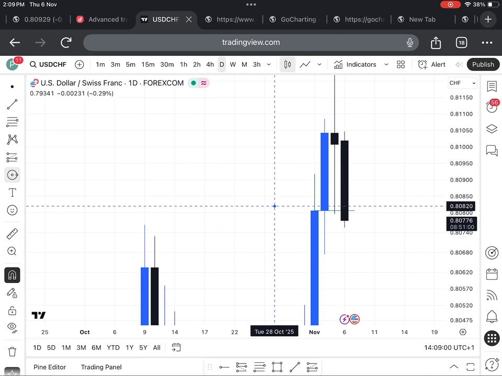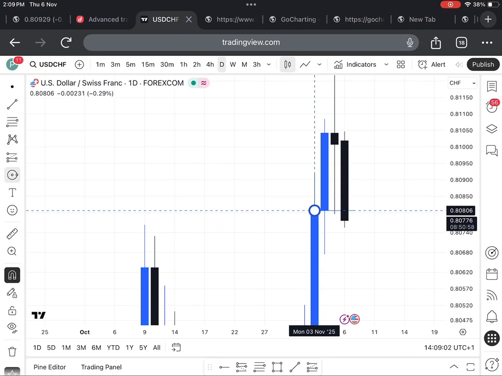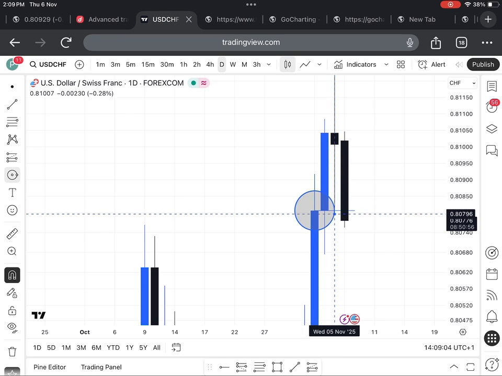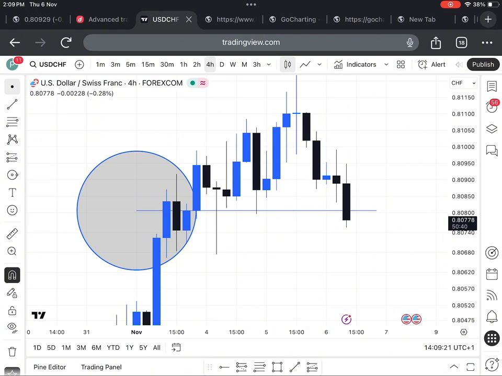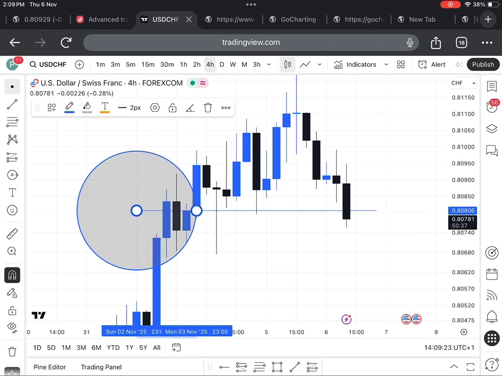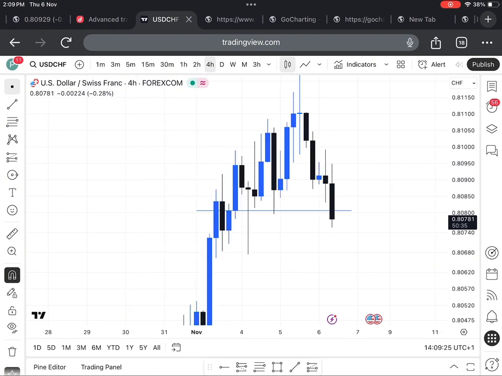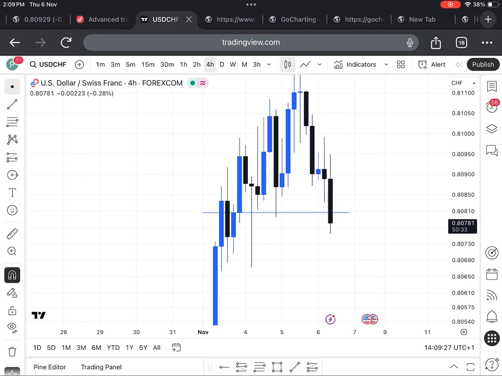Now this is an open close here. Let me explain what an open close is. An open close is the gap between two consecutive candles. You can see there's a gap between these two candles. Now this is the open close. What did the price do here? It came and tapped that open close. Now let's quickly go to the 4 hours and see for ourselves. You cannot delete the open close. We have identified it.